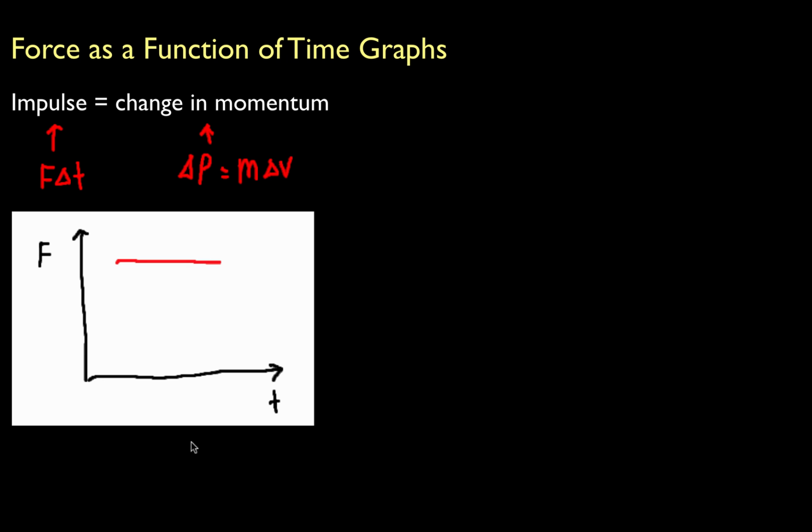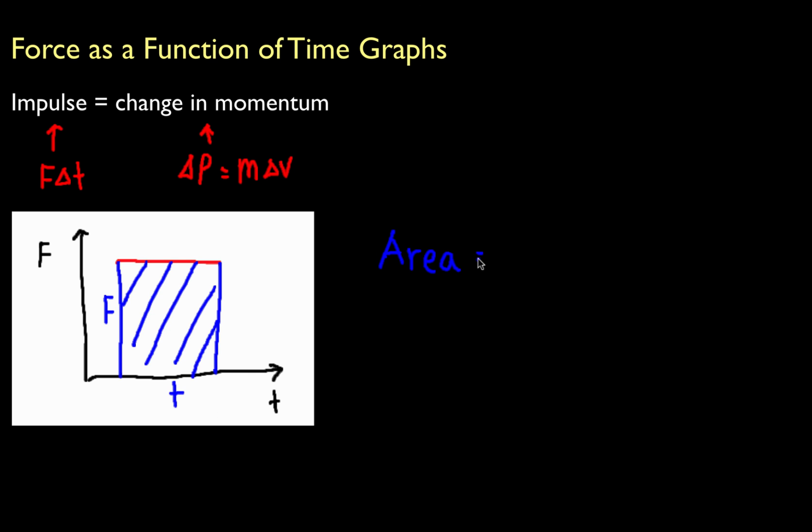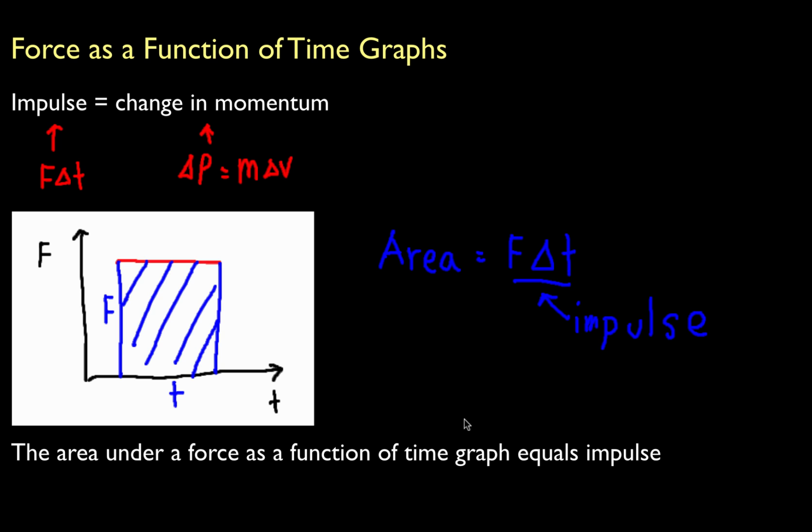If we plot a graph of force as a function of time, it tells us useful things about the impulse on the object. If we look at the area under this graph, we get a square-shaped area, and the area of the square, length times width, is force times the area of the time axis that the graph is over, or change in time, and F delta t is impulse. So if we take the area under a force as a function of time graph, we'll get the impulse.